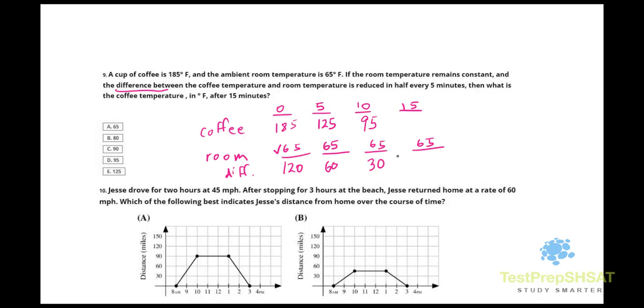And the next 5 minutes, I'm going to cut that in half again. My difference will be 15. Which makes my coffee temperature 15 plus 65, or 80 degrees Fahrenheit at this point. So what is the coffee temperature after 15 minutes? It's simply going to be 80 degrees Fahrenheit.